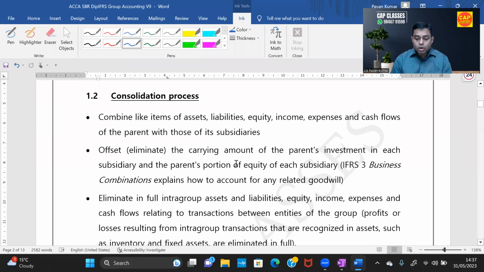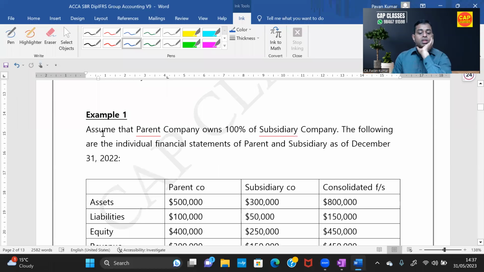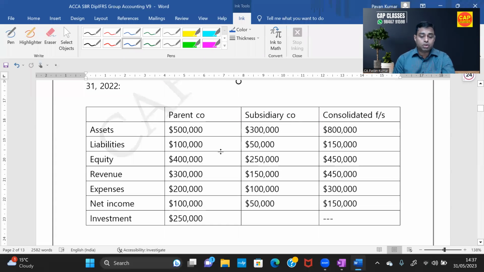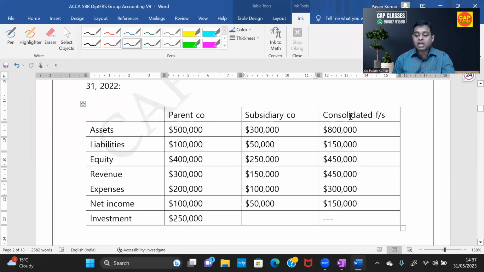Now, look at this example one. Assume the parent company owns 100% of the subsidiary. The following are the individual financial statements of parent and subsidiary as of December 31st, 2022. Parent company numbers are given, subsidiary numbers are given, consolidated financial statement numbers are given. Now, here, what are the assets of the parent company? 500,000. What are the assets of the subsidiary company? 300,000. What is the consolidated financial statement assets?